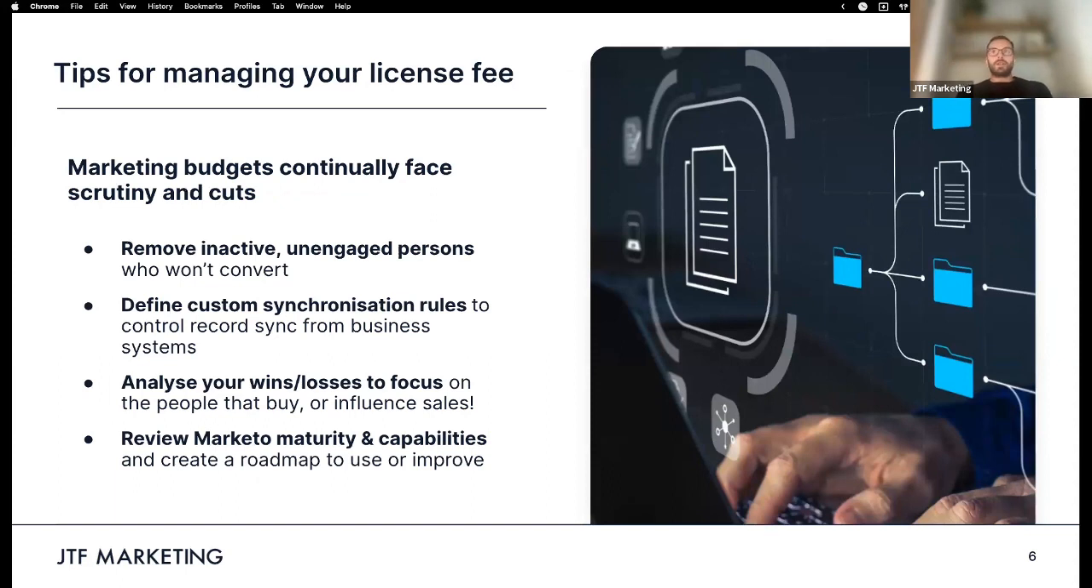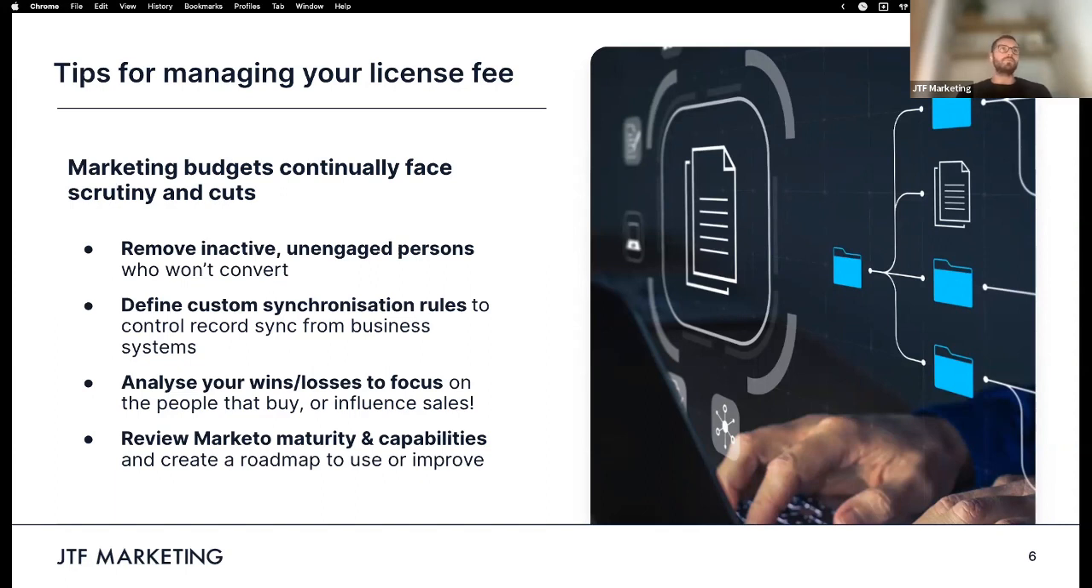So tips for managing that license fee. Yeah, but marketing budget cuts. It's always a worrying thought. We always want the money because we want to use the money. We want to speculate to accumulate, but we've got to prove why we need it. And having the right people in your instance of Marketo Engage is always the first place that I fall back to: we're paying for all these really valuable leads to be sat here and we're actively marketing to them. Not many people can say that that's not a positive thing to be doing.